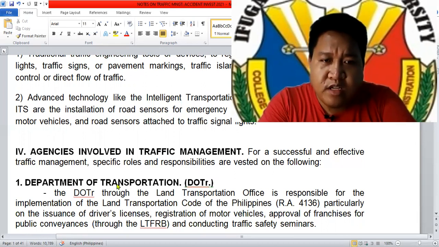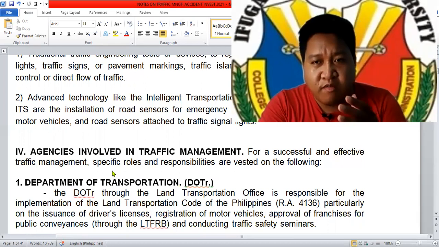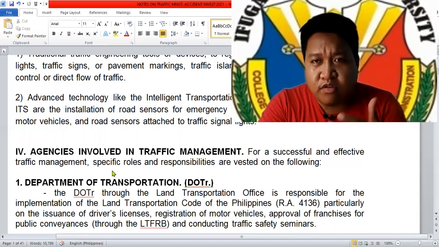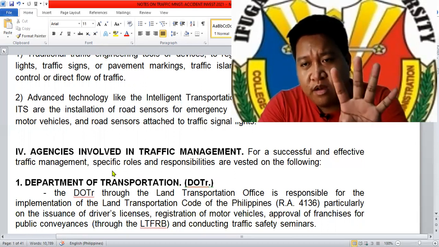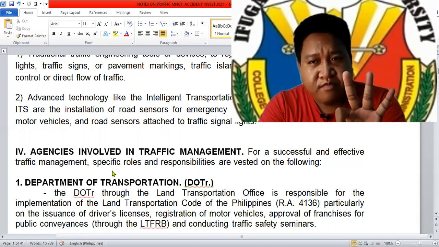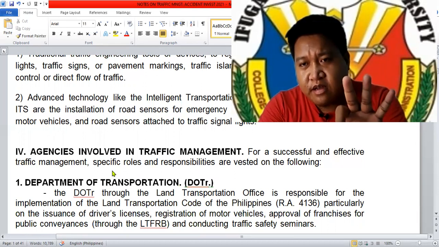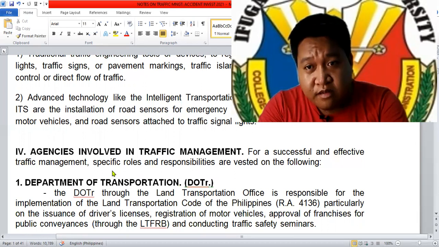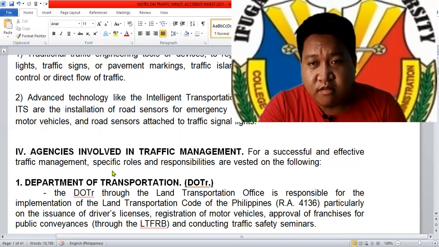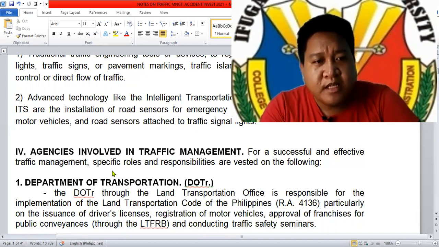And again, transportation is broad. Ang transportation, sakop niya yung many kinds or modes of transportation. Sa atin, mostly it is tatlo: water, land, and air. In other countries, they have also space transportation. Meron silang NASA, in charge for that matter.